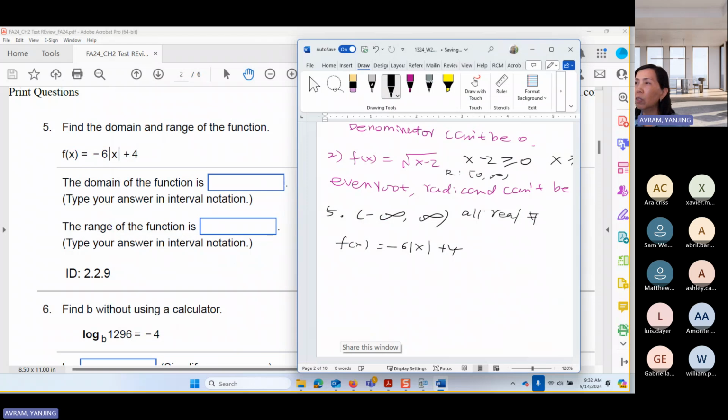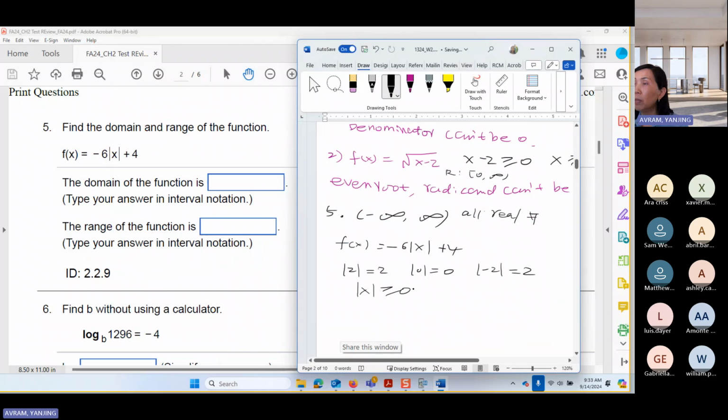Okay, so we know the absolute value of a positive number will still be positive, right? And if we have a 0, absolute value will be 0. If I have a negative 2, absolute value, this one will still be what? Positive. Okay, so everything coming out from this absolute value of x has to be greater than or equal to 0.